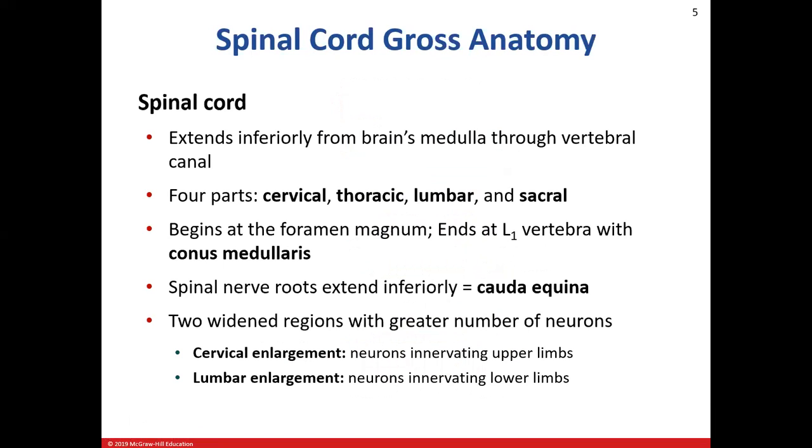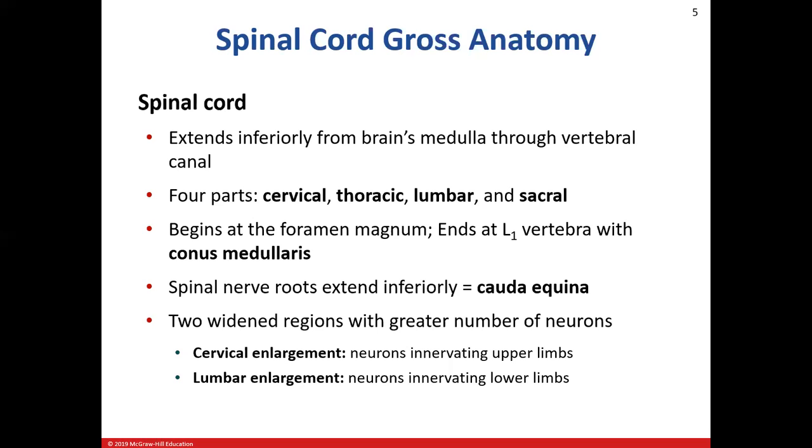So if we start to then look at the cross-section anatomy of the spinal cord, it's going to extend inferior from the brain's medulla through the vertebral canal. And remember, it basically starts as the spinal cord once it hits the foramen magnum. And then it goes all the way down towards your lower back and into your buttock region. There are 4 parts. There's the cervical, the thoracic, the lumbar, and the sacral.